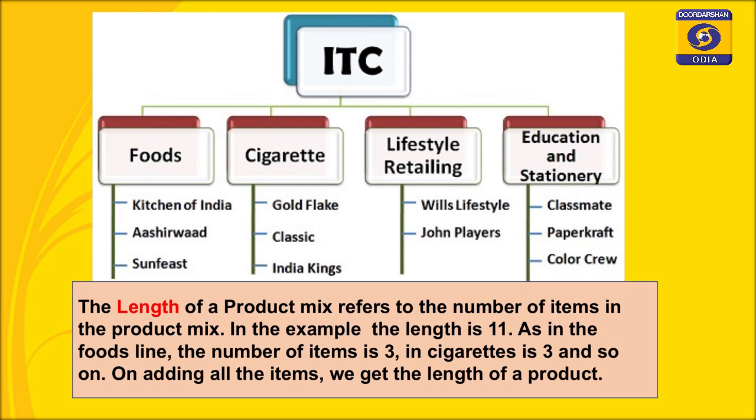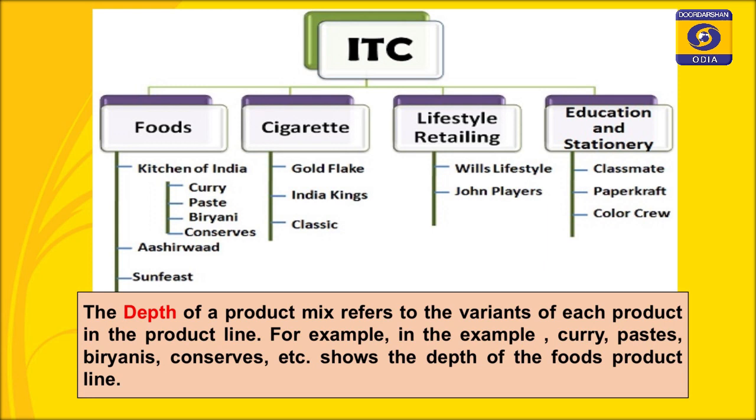Okay. In cigarettes there are again 3. In lifestyle there are 2. So together 8, and in education and stationery there are 3. So 8 plus 3, 11. So the length of the product mix is 11, or the product line is 11. Then comes depth. What is this depth?